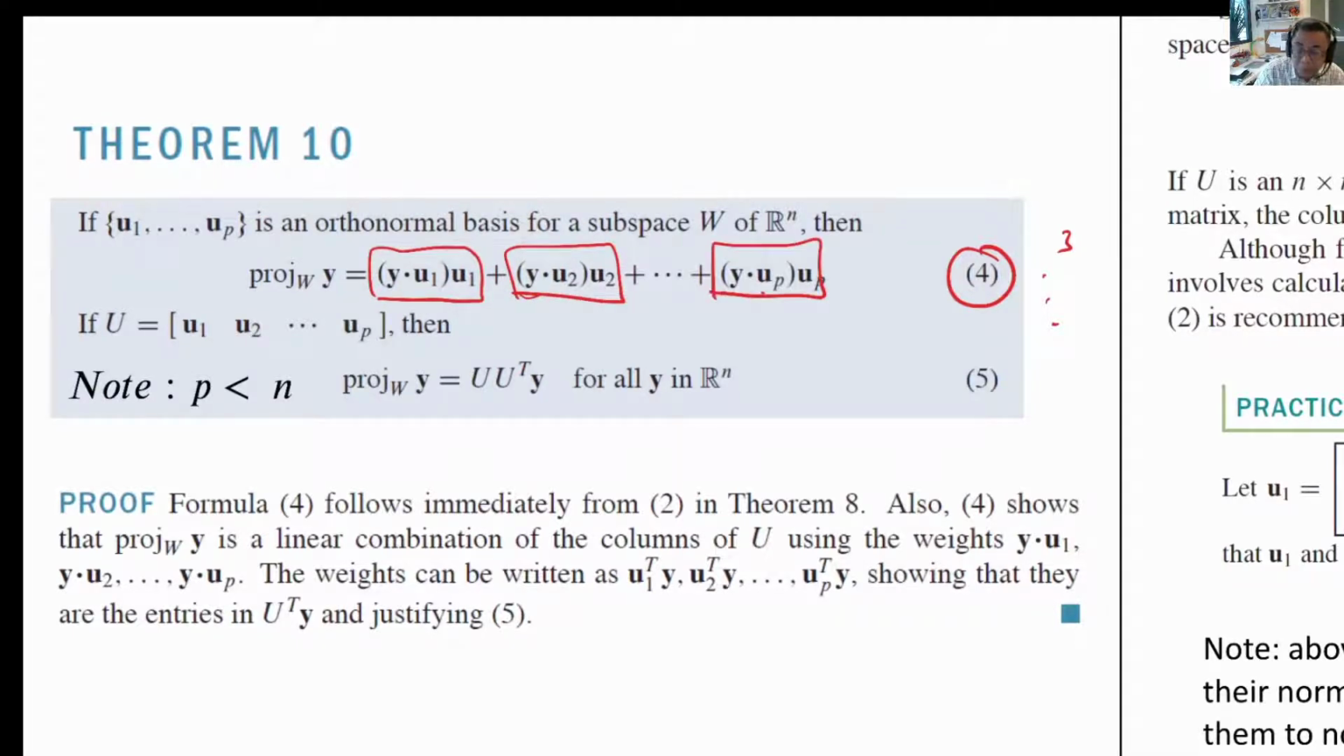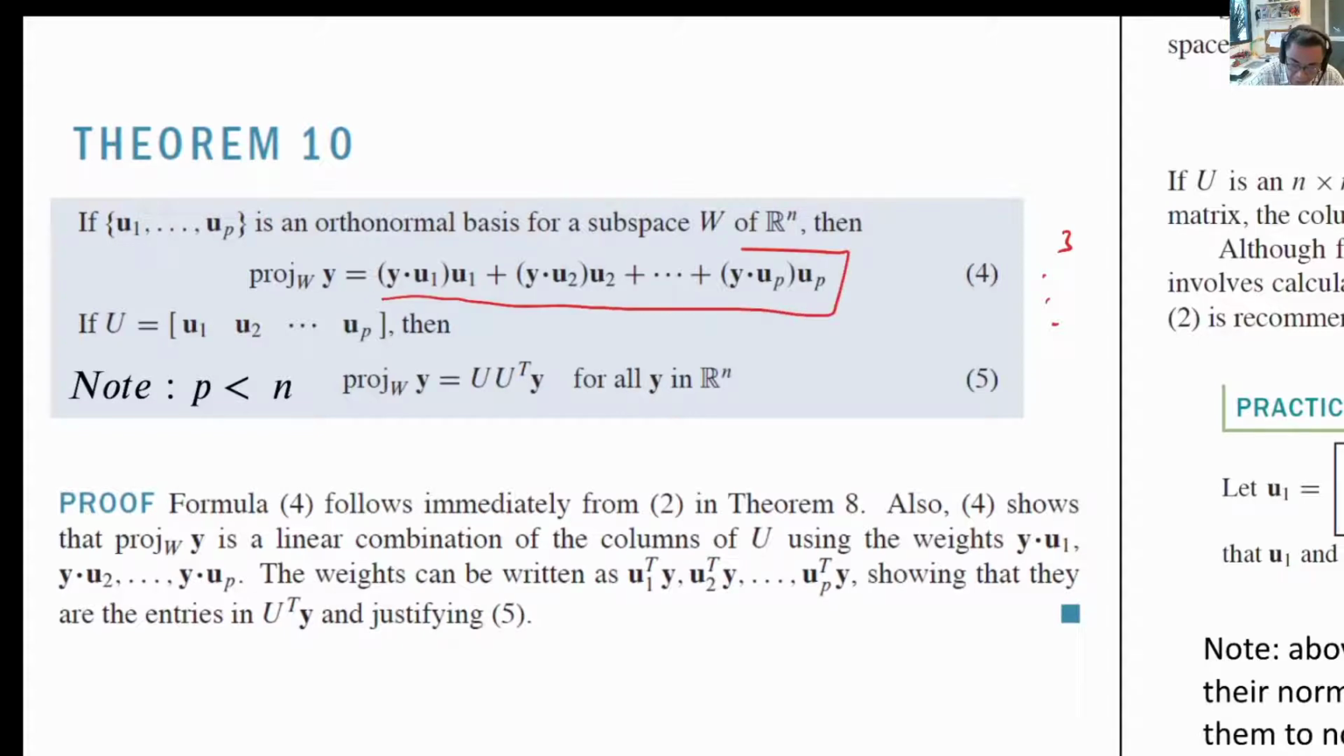We do not have any more u1.u1 terms in the bottom, u2.u2 terms in the bottom. In other words, we like orthogonal basis, but we like orthonormal basis even more because it simplifies how we can find C1, C2, and CP, because we do not need to divide by the dot product of ui.ui. This expression over here can be reduced into this expression over here.